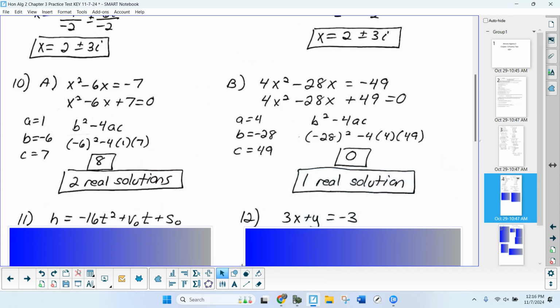Very good. So you have to tell me the discriminant. You have to tell me how many. What if the discriminant was negative? What would you guys tell me? 2 non-real or 2 imaginary. Very good.